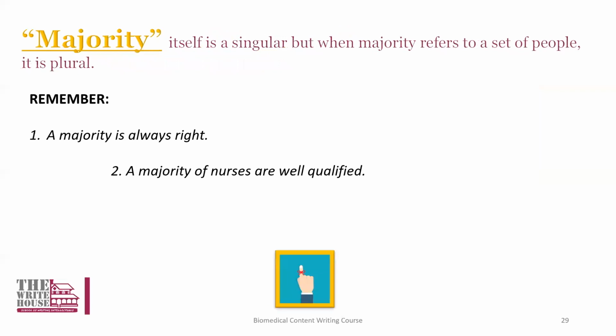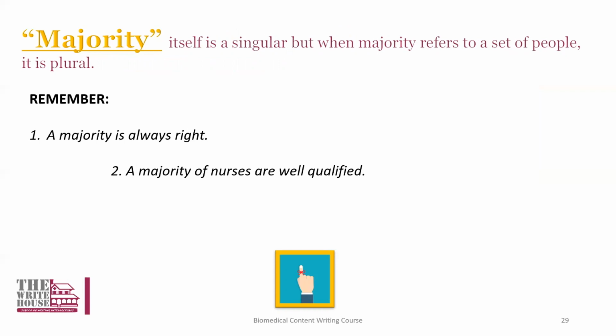Then majority itself is a singular, but when majority refers to a set of people, then you have to see that the word majority is taken as a plural. For example, a majority is always right. Here in this sentence one, it is a singular subject. Majority means we are talking about most, and this is considered to be a singular.